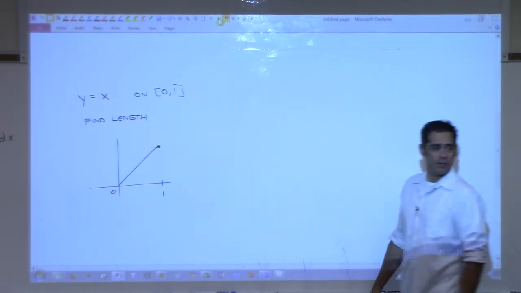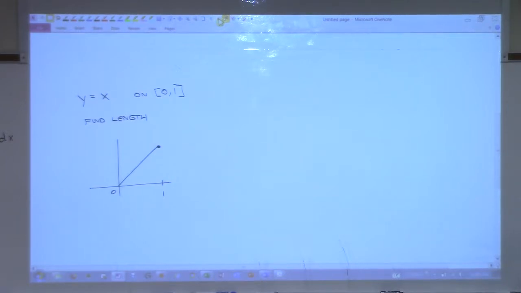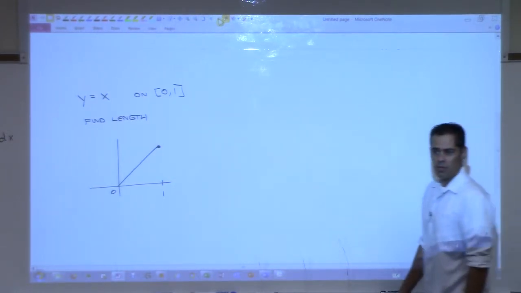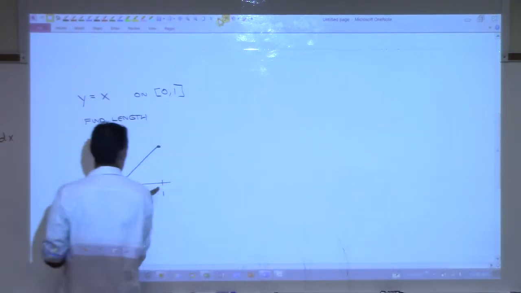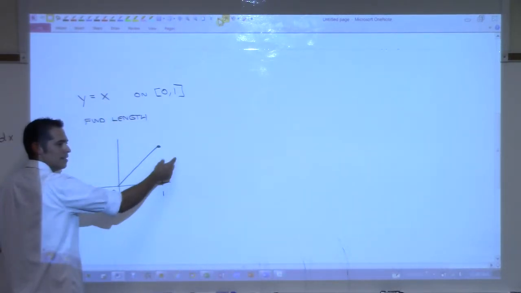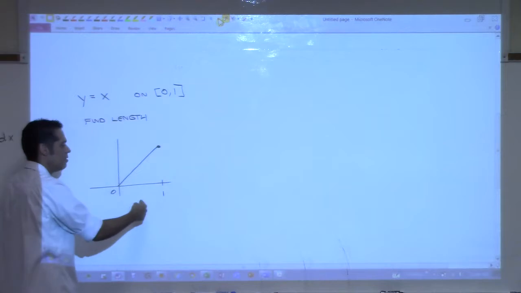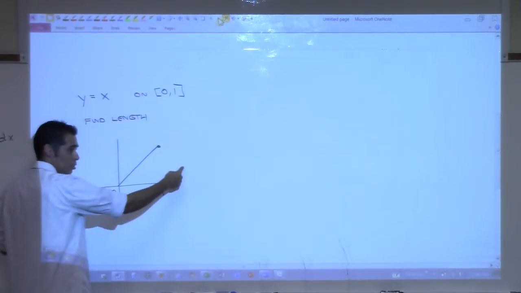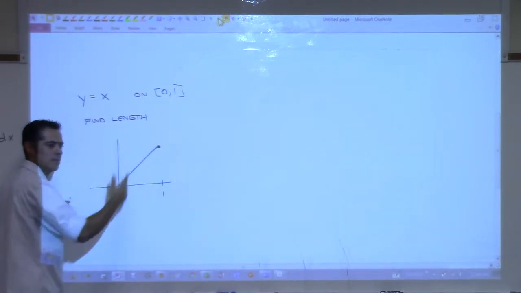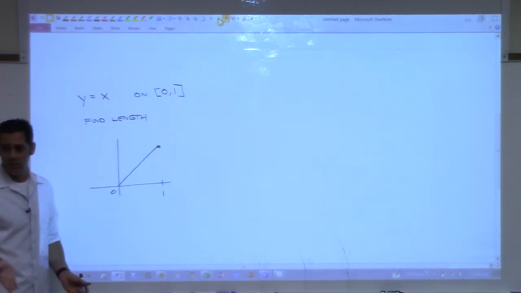Do we know how long it is without doing any calculus? Square root of 2. It should be square root of 2, right? Because this is 1 and that's 1, and this is really like a triangle. So this would be 1 squared plus 1 squared is 2, square root of that is root 2. So our answer should be root 2, right?